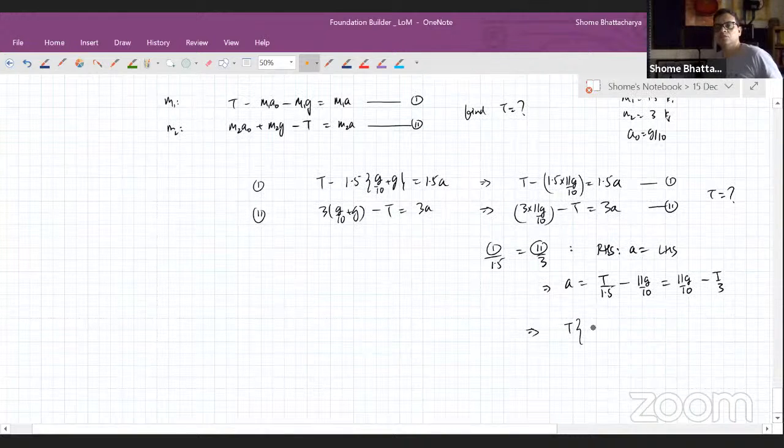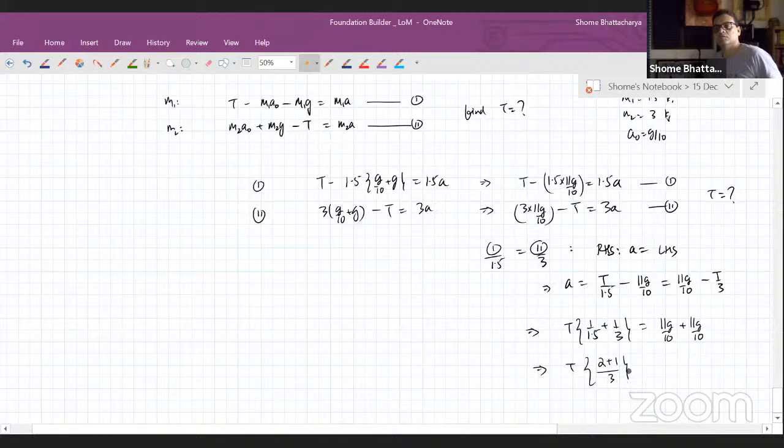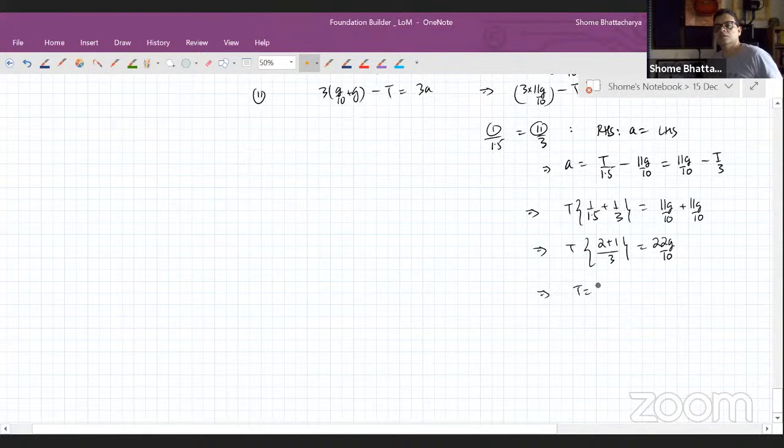So T into 1 by 1.5 plus 1 by 3 is equal to 11g by 10 plus 11g by 10. So you can write this as g by 10. So T is working out to 22g by 10. So now going back to that, T1 is 44g by 10.